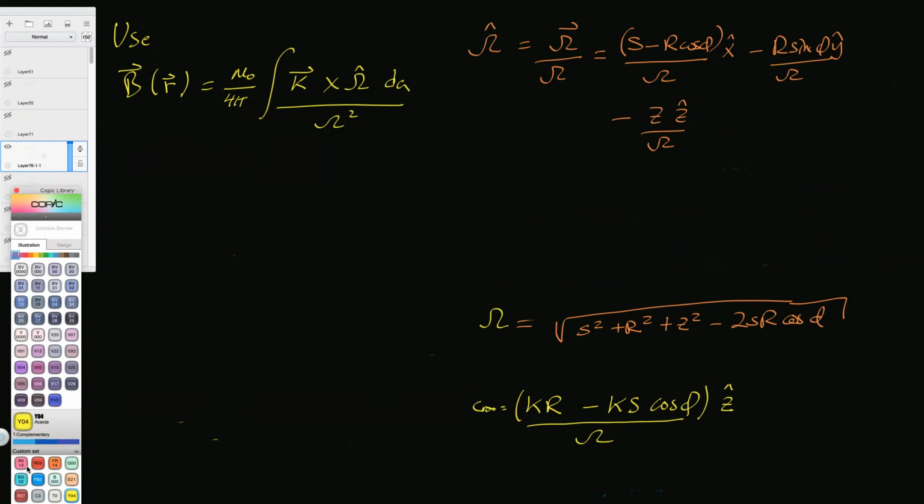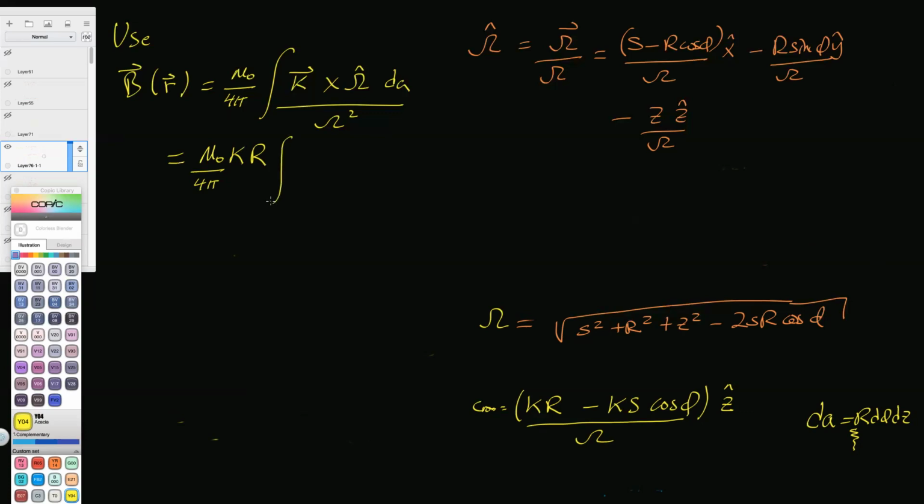So let's do, this is equal to mu naught over 4 pi. And remember that dA was equal to R d phi dz, right? Okay, so the first thing is the cross product. I can pull out a K, so I'm going to pull a K out here, right? dA has an R that's constant, so I'm going to pull out the R, right? Good with that? And then we can write down what the integral is.